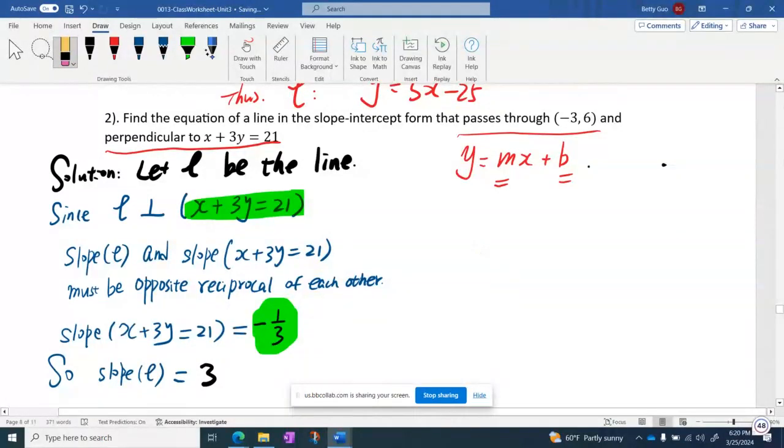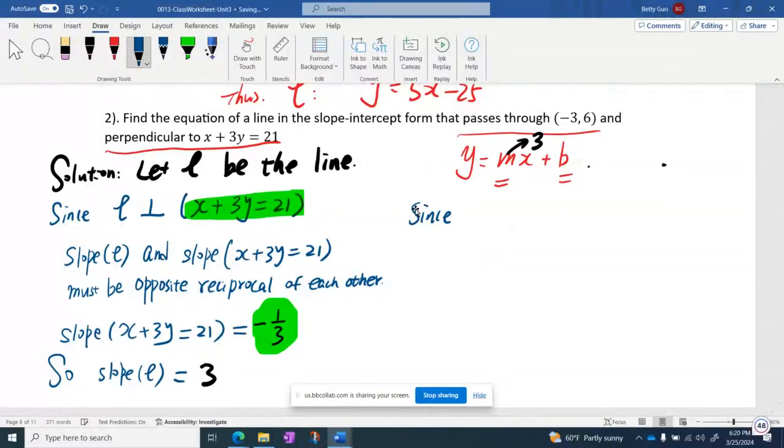All right. So now we have the slope of L, m equals 3. We still need to find b in order to find the equation in the slope-intercept form. How do we find the value b? We're going to use another piece of information in the question, the given point (93, 6).